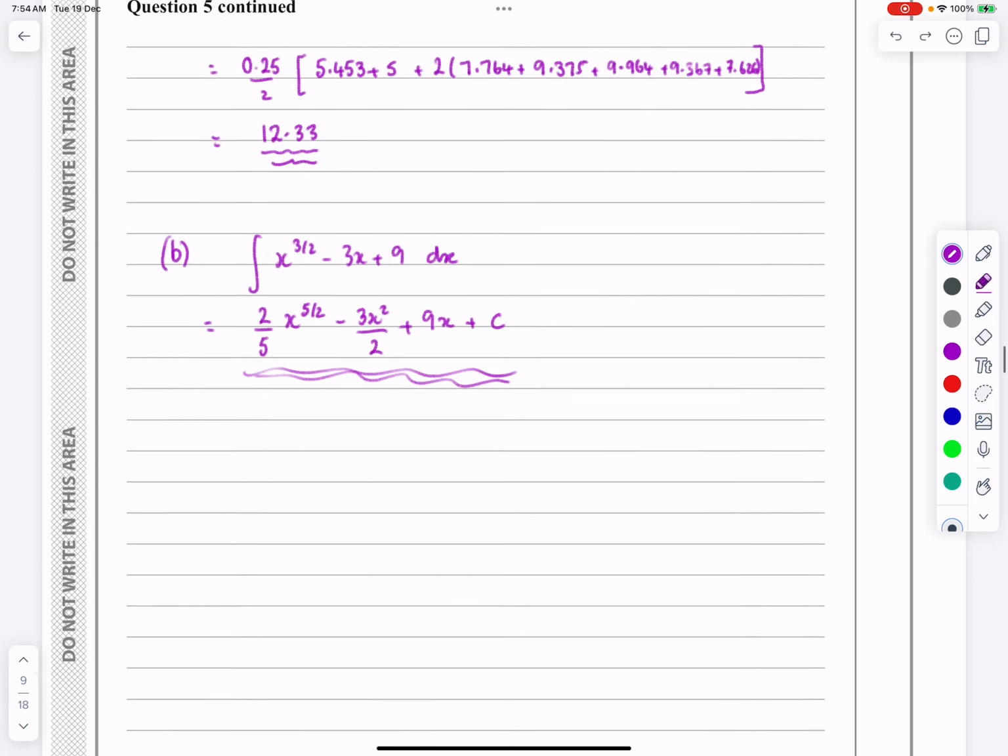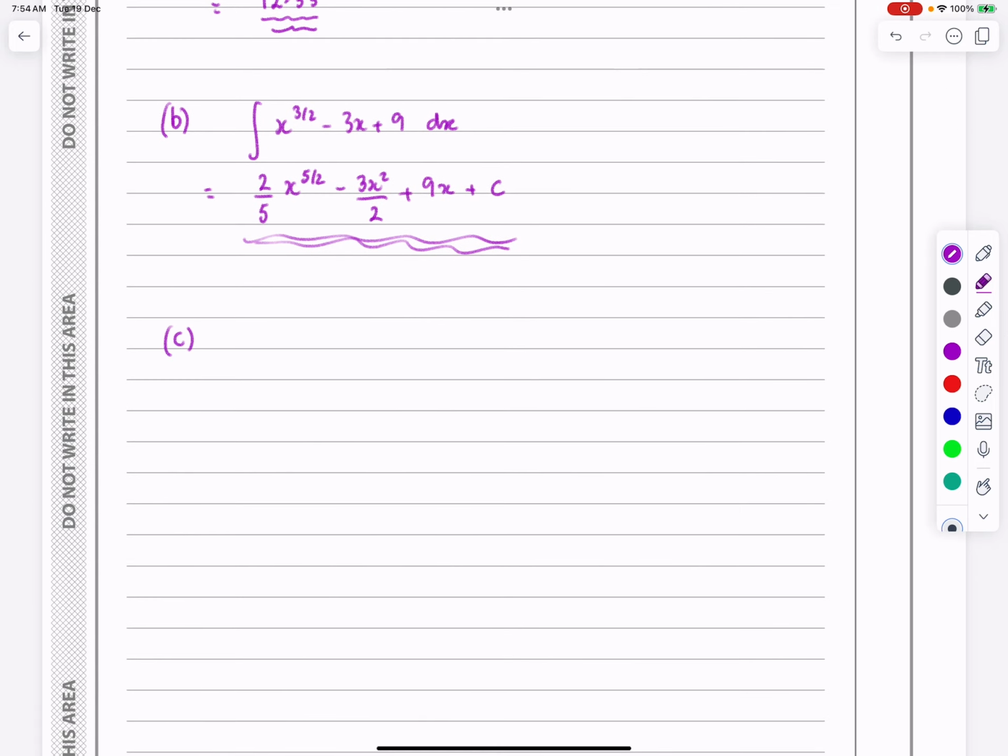So for part C, I have to start off by actually working out that second area, which is saying that it's the integral between 4 and 2.5 of my function there. But I've already done the integral, so it's actually 2/5 x to the 5 over 2 minus 3 x squared over 2 plus 9x. It's that between the values 4 and 2.5. So let's get a numerical value for that by subbing that in. So it means putting 4 in and then taking away putting 2.5 in.